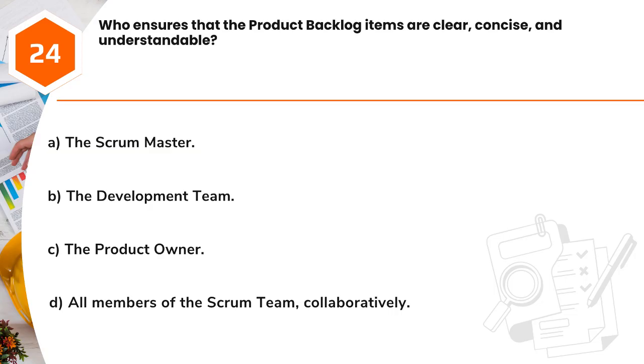Question 24. Who ensures that the product backlog items are clear, concise, and understandable? A. The Scrum Master. B. The development team. C. The product owner. D. All members of the Scrum team, collaboratively.